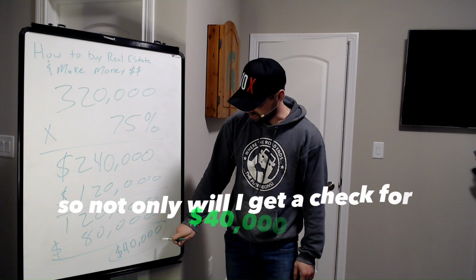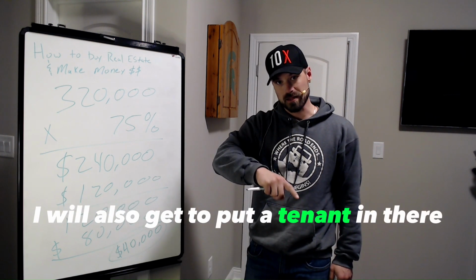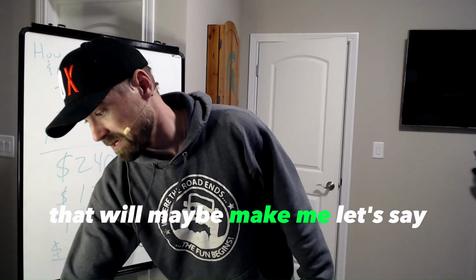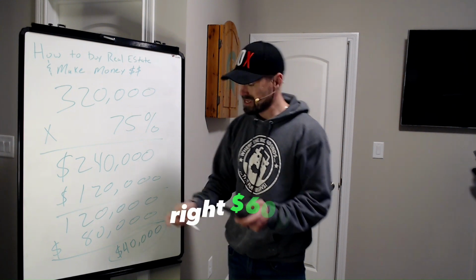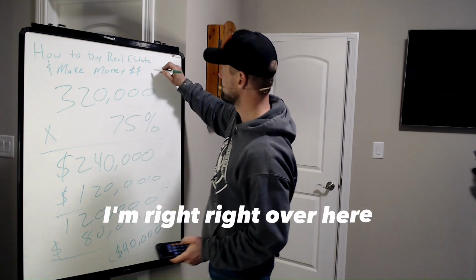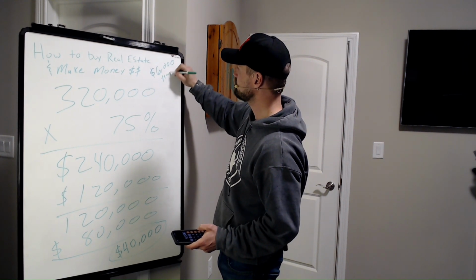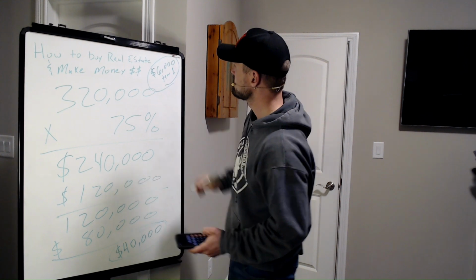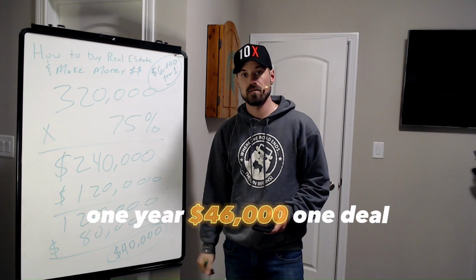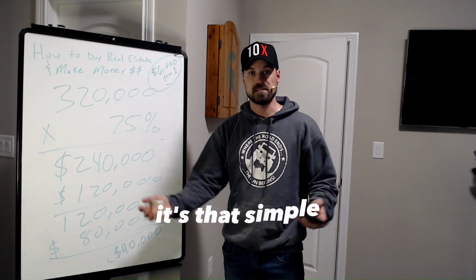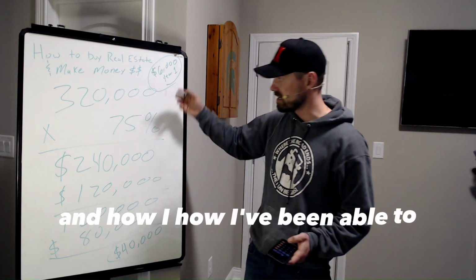So not only will I get a check for $40,000 at the end of all of this, I will also get to put a tenant in there that will maybe make me, let's say, an average of $500 per month times the 12 months, right? $6,000. Here, I'm gonna write it right over here. $6,000 in year one. One year, $46,000. One deal. It's that simple.